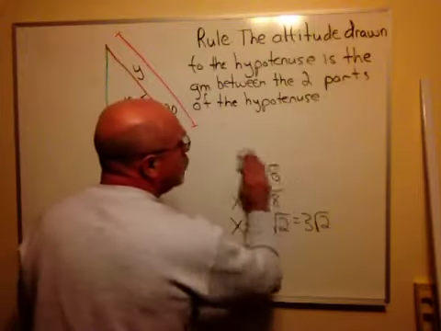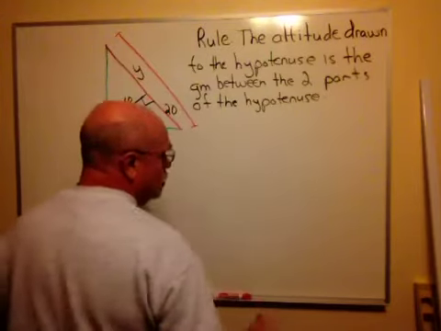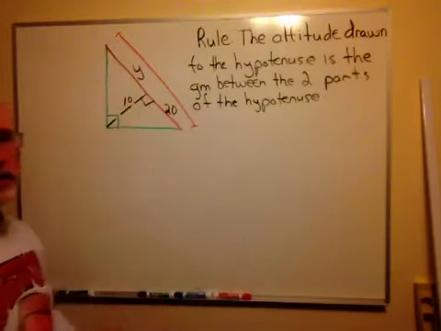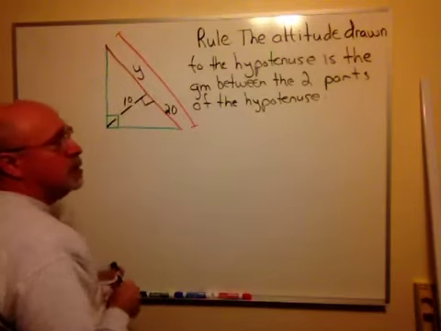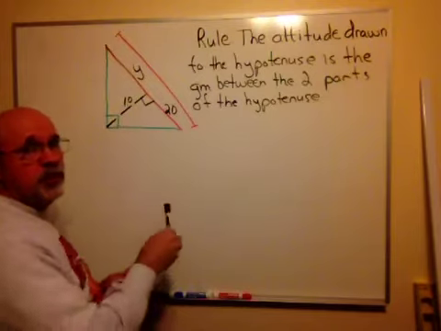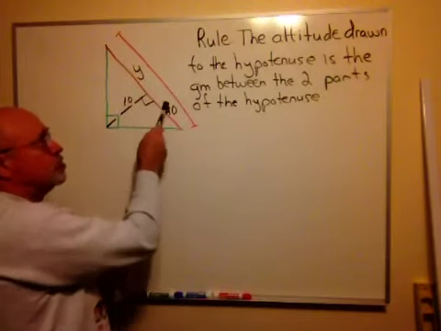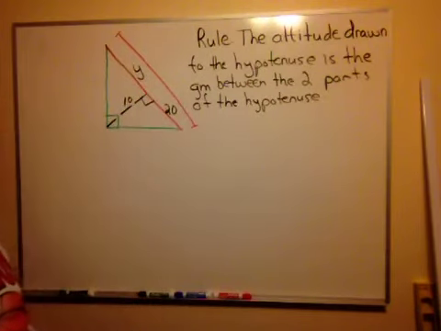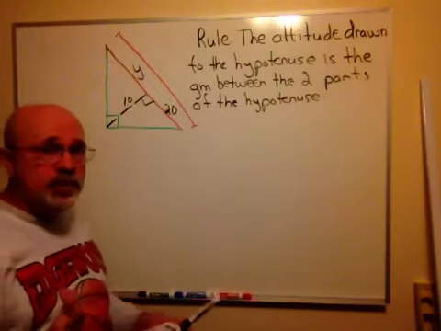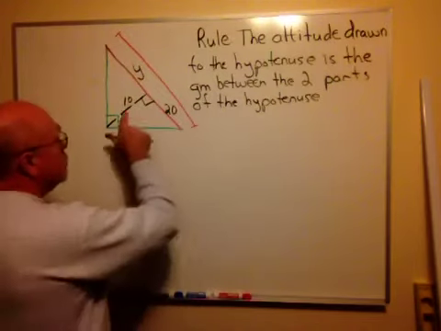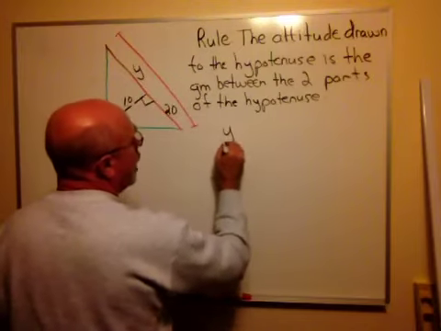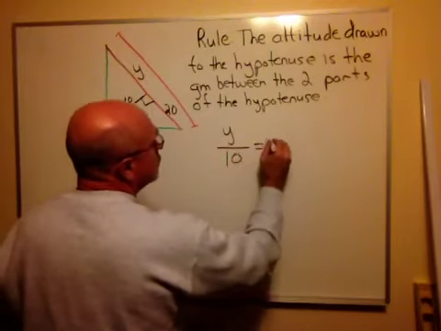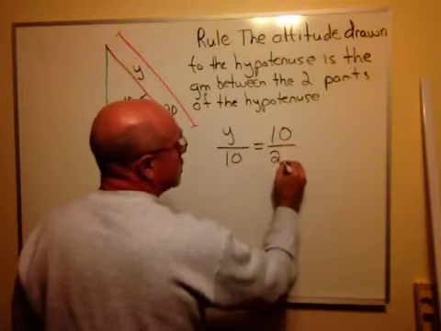Well, it's the same rule. The rule doesn't change because the information changes. The altitude, which in this case is the 10, is the geometric mean between the two parts of the hypotenuse, which are the y and the 20. So again, using the definition of geometric mean, if 10 is the geometric mean between y and 20, then y over 10 equals 10 over 20.